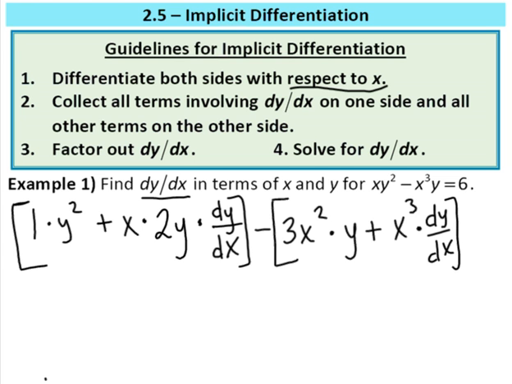Okay, so that's the first side. Now, remember, we need to differentiate both sides. That's also something a little new here with implicit differentiation. Instead of y equals something in terms of x, we have this different form of an equation. So we need to differentiate the other side, again with respect to x. So we have a constant 6, derivative of a constant, just 0.